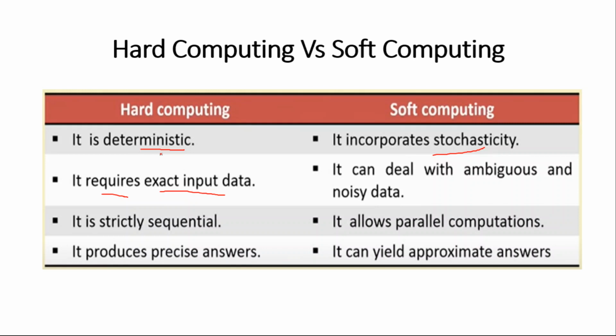Say for example, you want to find the area of a circle, then you need the radius. Without the radius you cannot find it. That is an example of hard computing. Whereas soft computing can deal with ambiguous and noisy data. It does not need all input to be accurate. Some input may not be accurate, but still it can work. Hard computing is strictly sequential, whereas soft computing allows parallel computations. Hard computing produces precise answers, but soft computing produces approximate answers.